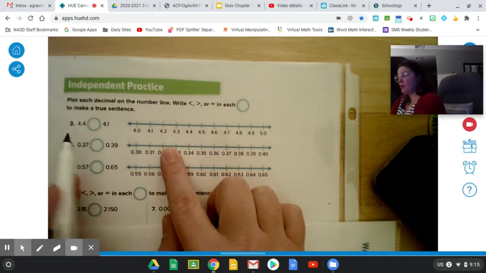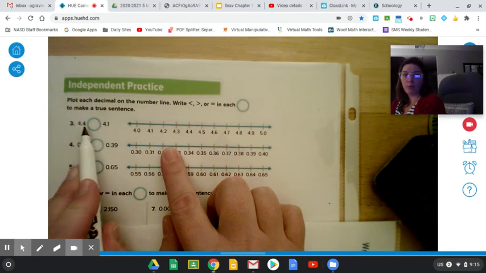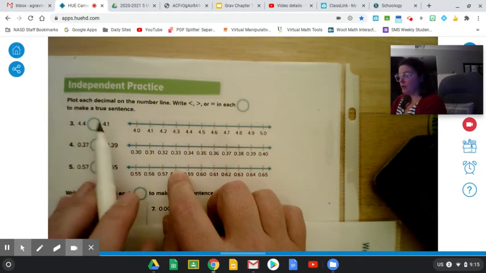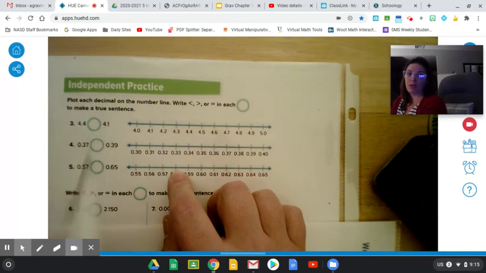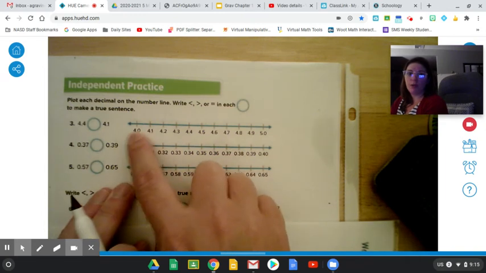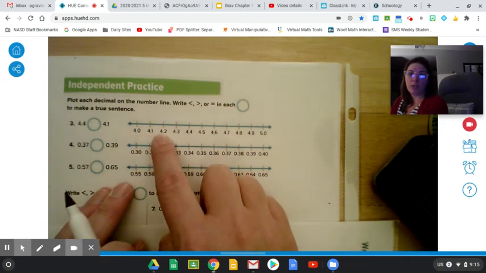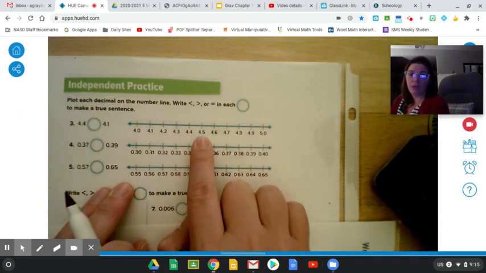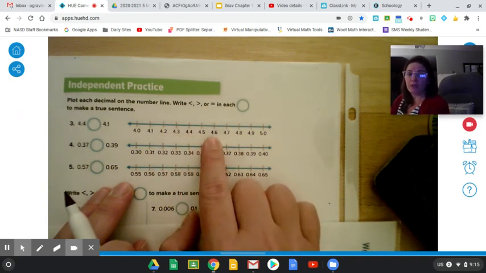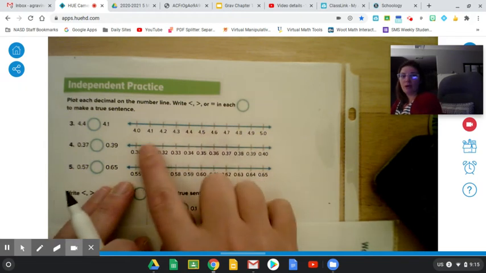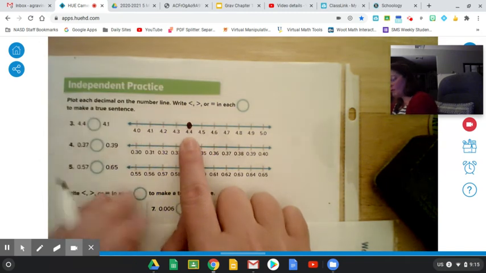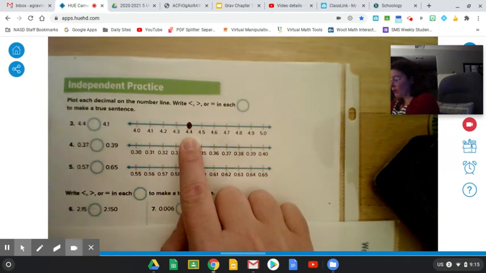For number 3, we're comparing 4.4, which is red, 4 and 4/10, and we're comparing that to 4.1, or 4 and 1/10. So on our number line, you can see we are counting by 1/10 because each number, as we move to a line, it is 1/10 greater. So let's plot 4 and 4/10. And let's plot 4 and 1/10.